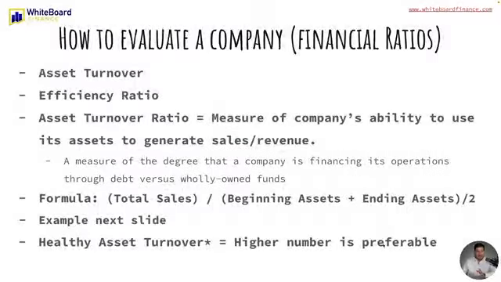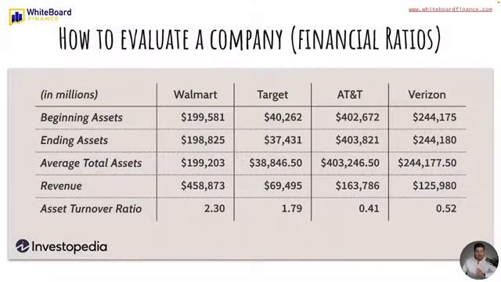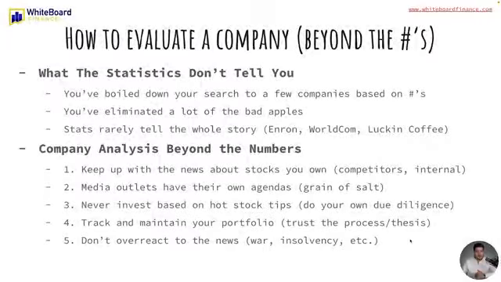So remember, the higher number is more preferable. This is just measuring the company's ability to use its assets to generate sales over revenue. This shows me that Walmart and Target are generating much higher sales compared to its assets than AT&T and Verizon are, okay? So this is going to be beyond the numbers. So I've talked a lot about the numbers. Let's go to something that's beyond the numbers now. So what the statistics don't tell you. So you've boiled down your search to a few companies based on numbers, the ones that you've learned in this presentation.